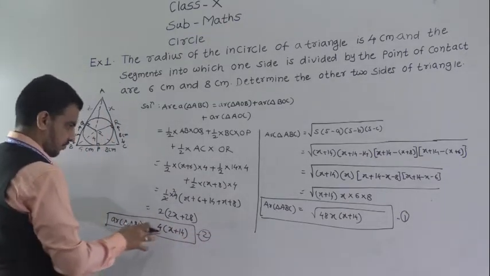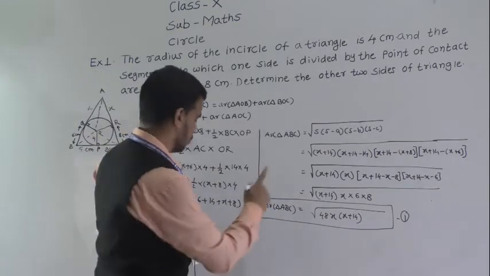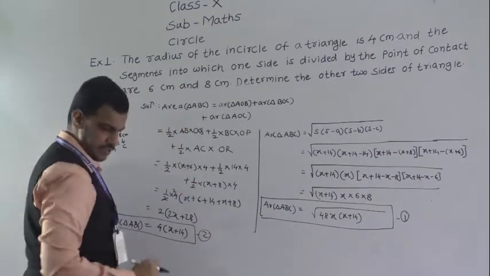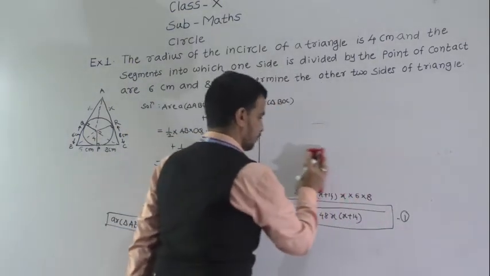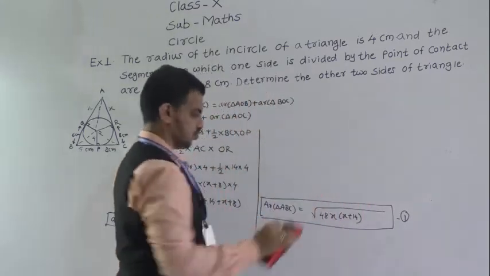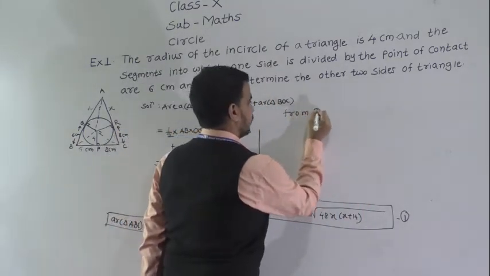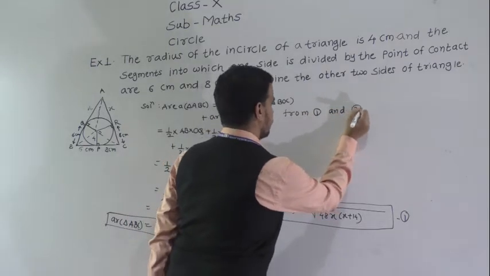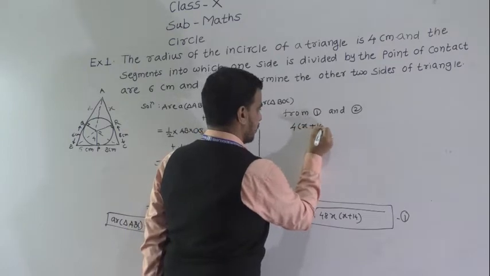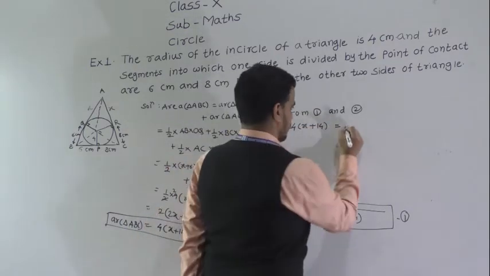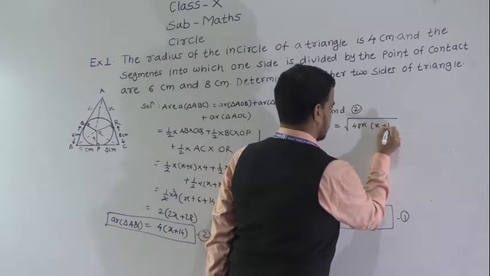Now from 1 and 2 we can equate the area of triangle ABC, because both are area of triangle ABC, so we have to equate this. So from 1 and 2, 4 into x plus 14 is equal to square root of 48x into bracket x plus 14.